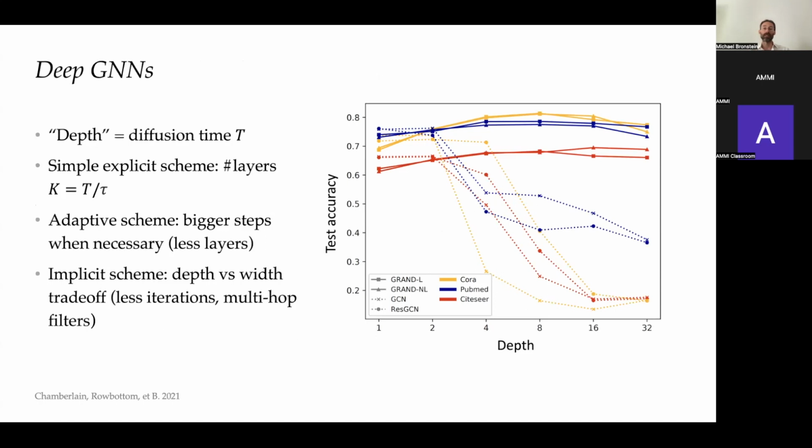And I can discretize it differently. I can use, for example, adaptive steps. So I can have bigger steps where necessary and smaller steps where it's required. One of the reasons why you should be doing it is, for example, that in traditional graph neural networks it's difficult to make them deep. One of the reasons is that you get phenomena such as oversmoothing. So in this way, you can overcome this phenomenon.